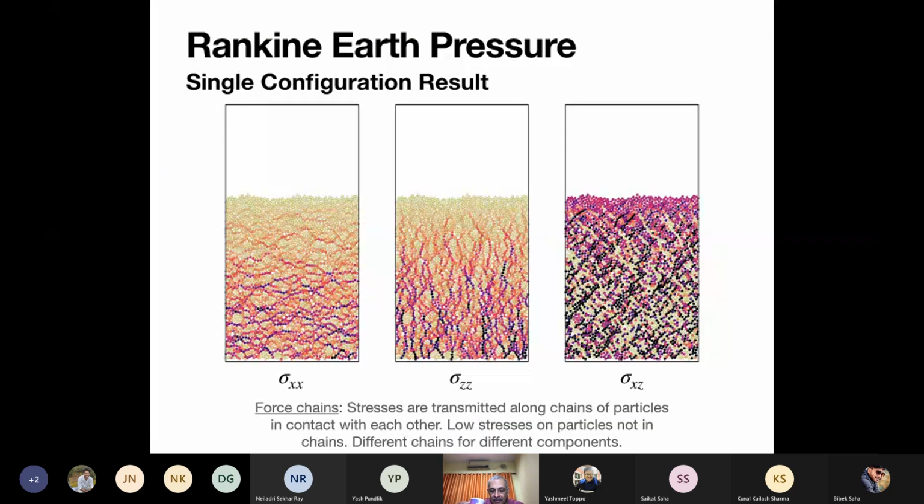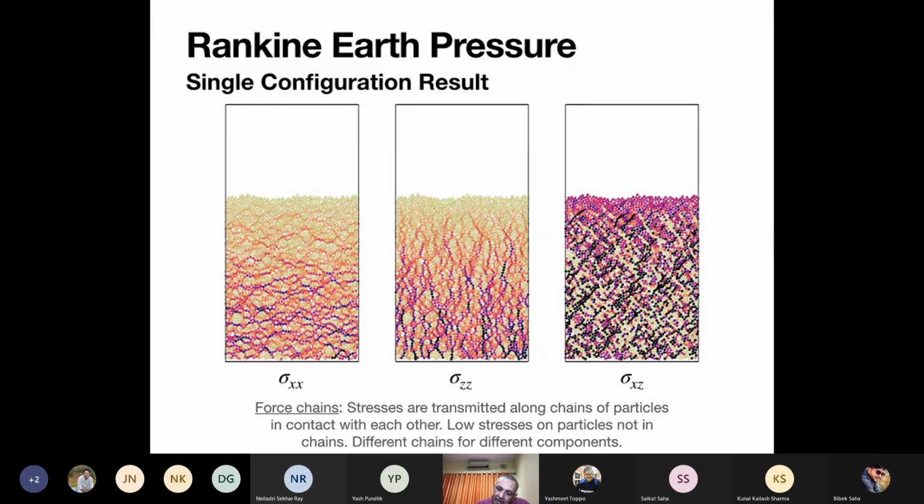So this is what one configuration looks like. You can see that there is a lot of non-uniformity. The darker the color, the higher the value of stress. What is actually happening is that when you have very dark lines, you're seeing chains of stress, where there's a chain of particles and the stress is propagating through those. In the X direction, the stress is going like this. In the Z direction, you'd have this. And in the XZ direction, they are at 45 degrees.